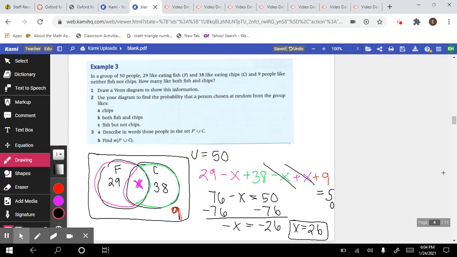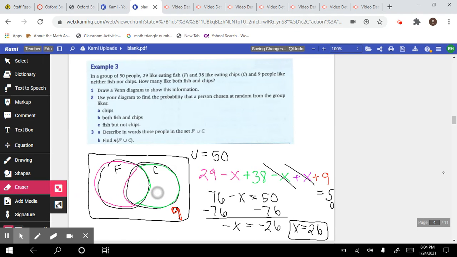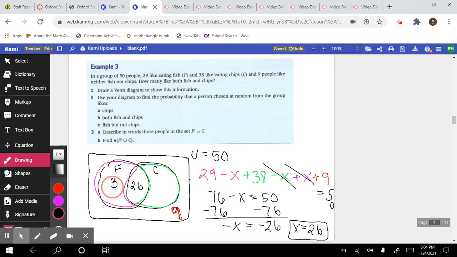So what I'm going to do is adjust this Venn diagram. Instead of having the 29, I'm going to erase these because those aren't the actual numbers. I want to see how many are just in the fish category, just in the chip category, and who's going to be in the middle. So 26 for the middle.